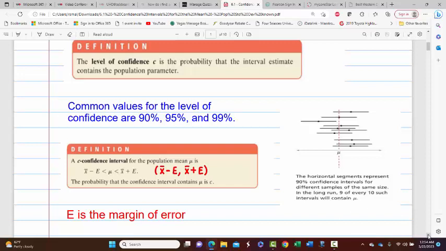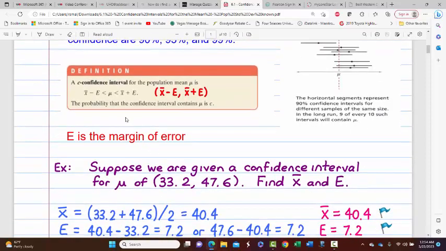So here it's just kind of showing you that they can be written in parentheses or with the inequality notation with the mu in the middle and then less than symbols. Either way is the correct way to express a confidence interval. So the lower end is going to be the sample mean minus E. The upper end will be the sample mean plus E.